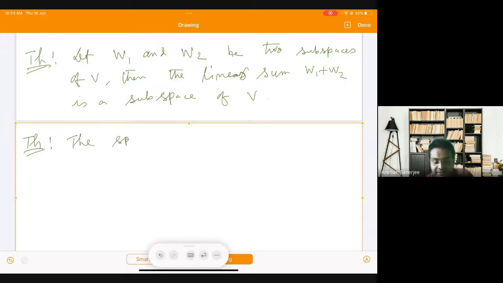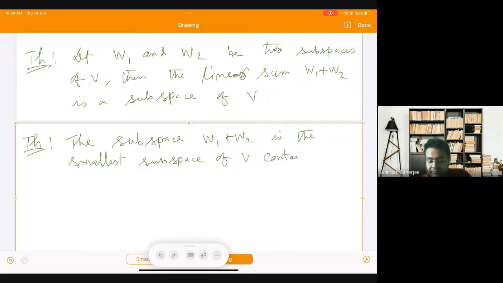The subspace W1 plus W2 is the smallest subspace of V containing W1 and W2.